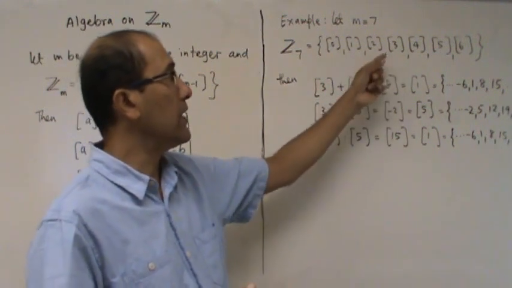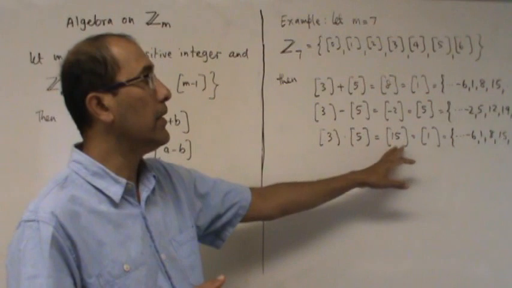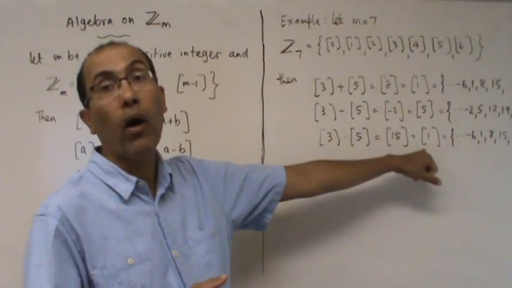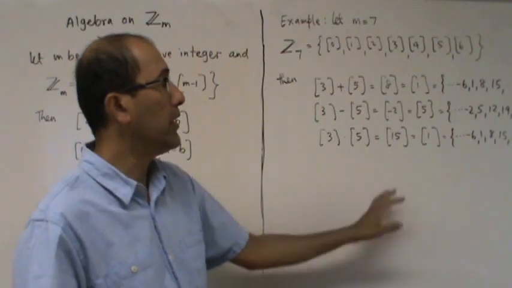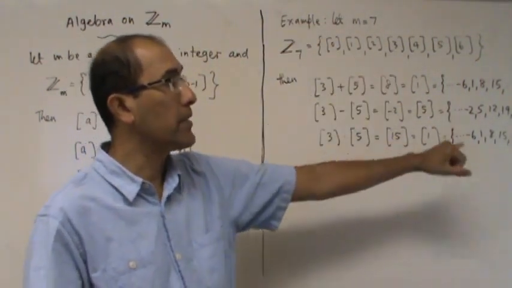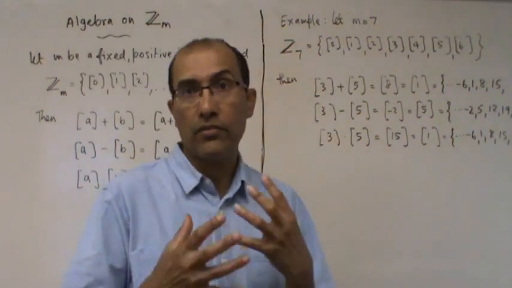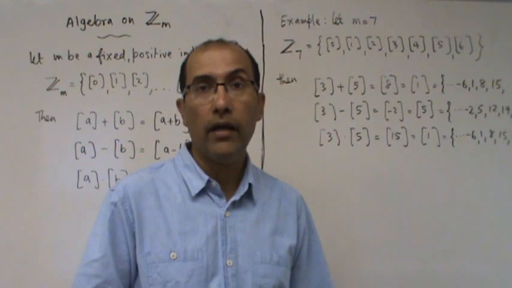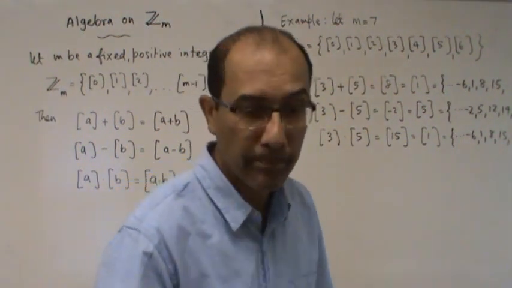Now you can see 15 is not here, but if you think about it and divide, 15 is related to 1 because 14 plus 1, and 14 gets divided. So 15 is related to 1, so that's the congruence class for the multiplication. And we can now construct a little table for all these congruence classes, addition and multiplication.